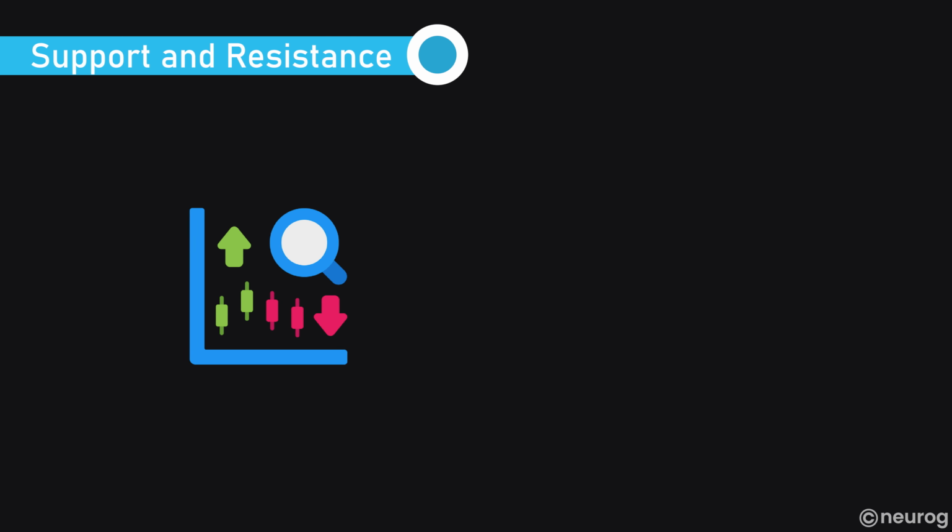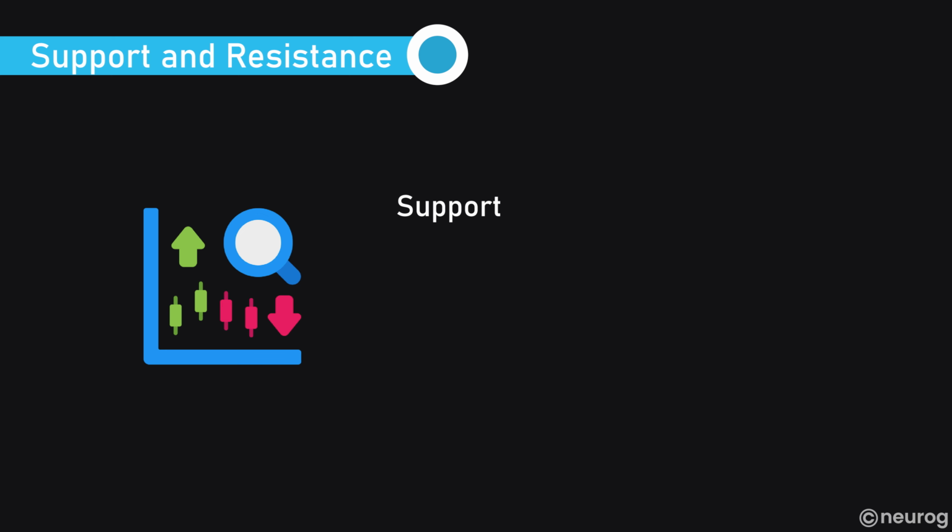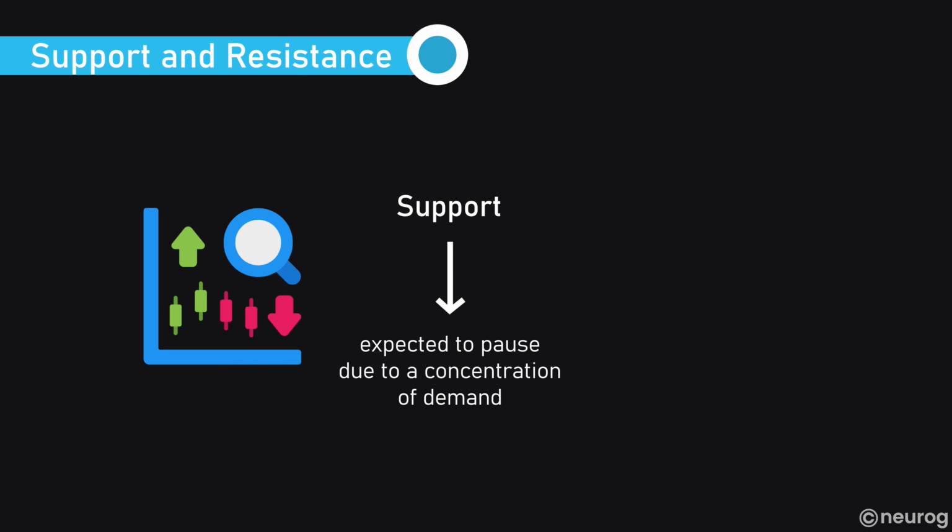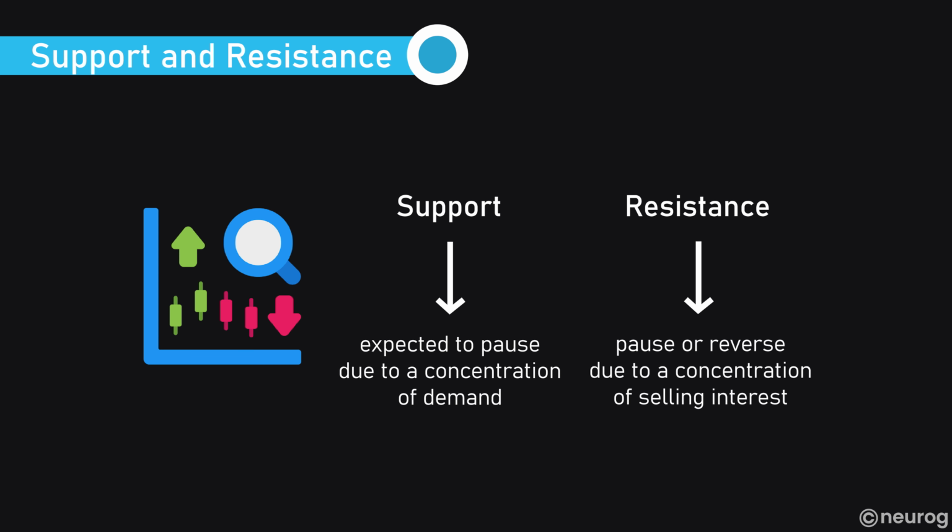Support and resistance levels are crucial in technical analysis. Support is a price level where a downtrend can be expected to pause due to a concentration of demand. Resistance is the opposite, a price level where a trend might pause or reverse due to a concentration of selling interest. Identifying these levels helps traders make decisions about entry and exit points.